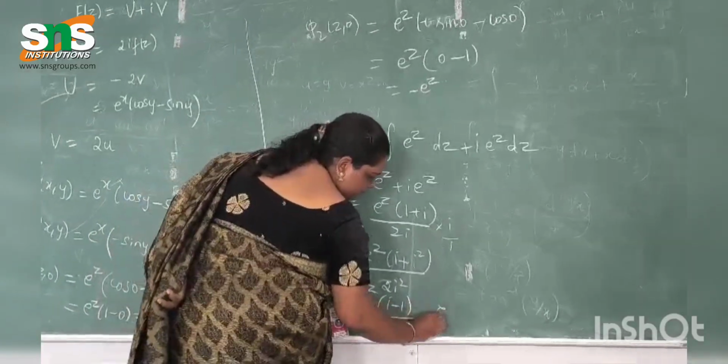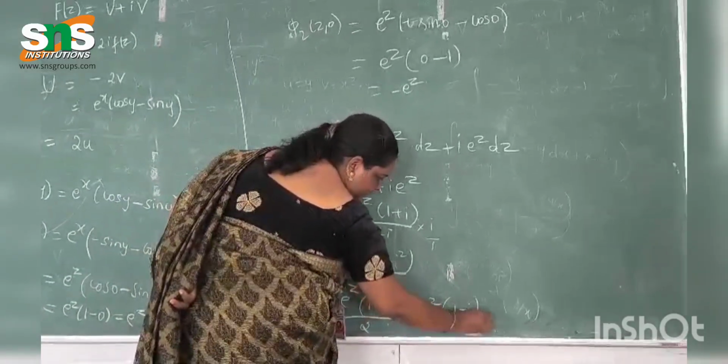So the minus will cancel here, so e power z into 1 minus i, the whole divided by 2.